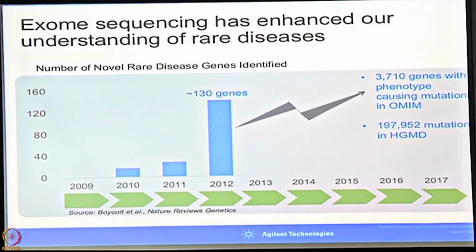Right now, if you look at rare diseases, in 2012 when the exome panel just started, it was only 130 genes. Now, in 2017, more than 200K mutations are known for rare diseases. Basically, this is because of the advancement of the exome panels.